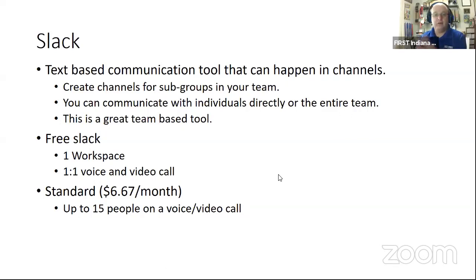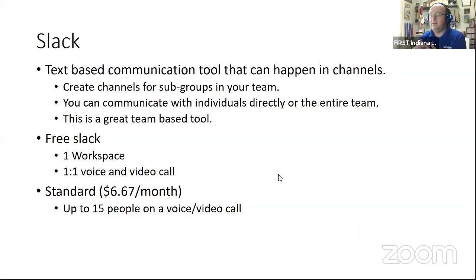With the free Slack, you get one workspace. You can do one-to-one voice and video calls within Slack on the free account. You can upgrade to a standard. Again, I had mentioned earlier about TechSoup. Take a look at if your organization is tied to a nonprofit. If you qualify, you can get the standard plan actually through TechSoup for free.